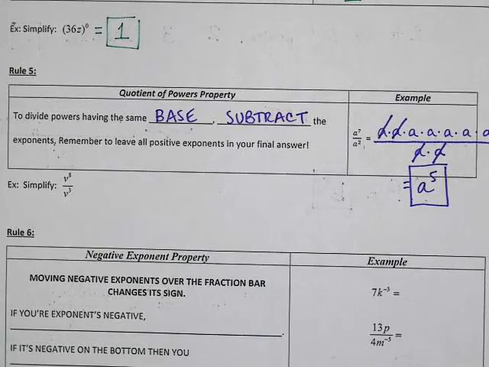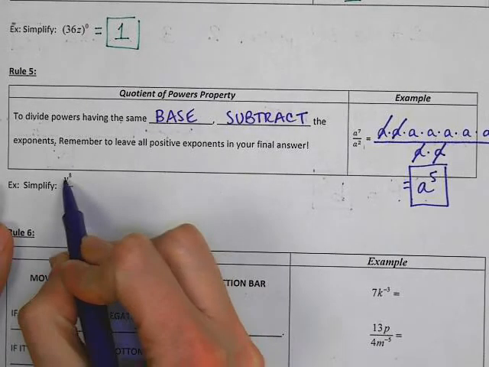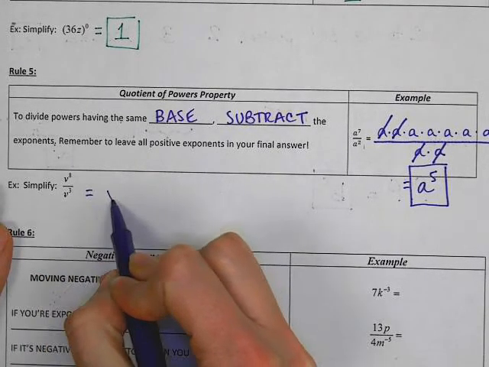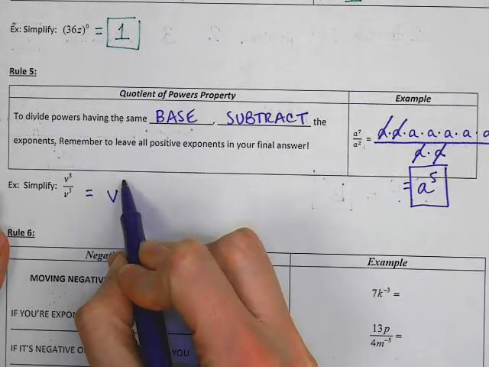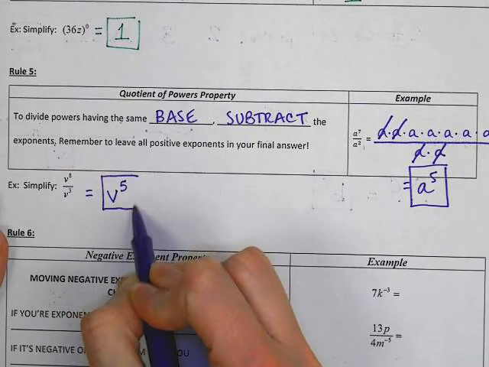All right, so you guys can try the simplify. If it's v and v, it's going to be v. And then the powers, when you divide, you subtract. So 8 minus 3 is 5. So v to the 5th.